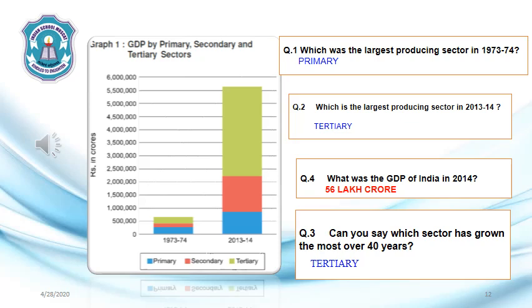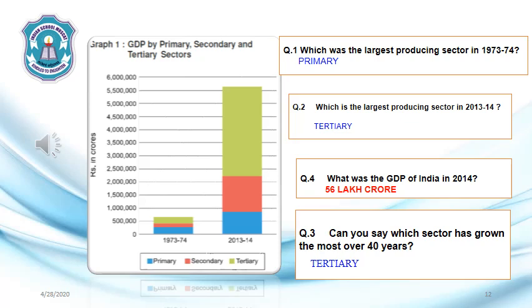Even if we see the few questions there, it is clearly understood that from primary we have progressed to the tertiary sector, and the secondary sector also started progressing. Out of total GDP, whatever you call as total 56 lakh crore, and today's GDP is more than 150 lakh crores. You know it. So that's how the progress of India is.